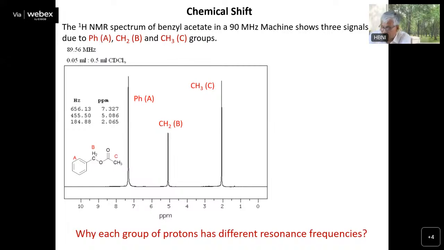Now the question is why all these protons are coming at different positions, or why they have different resonance frequencies. Now we will see what are the reasons for this.